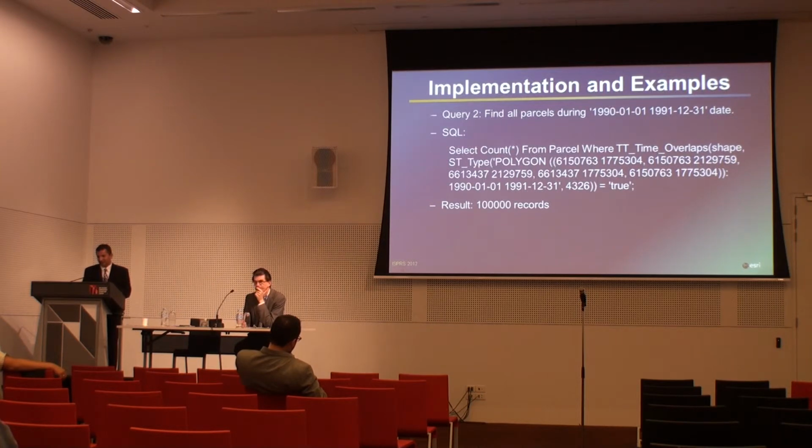Similarly, if you want to find all parcels during 1990 and 91, then you can construct this very simple query: select all from parcel where STT time overlap, I think it should be STT, yeah, overlap shape, and then you specify the polygon and time information. So that is an example of another filter. Depending on how you use the filter, you can retrieve different information. But you have to be careful about what you want to retrieve and what type of filter you are using.